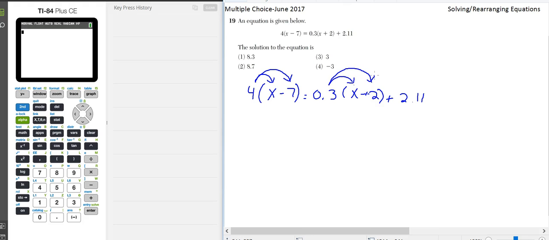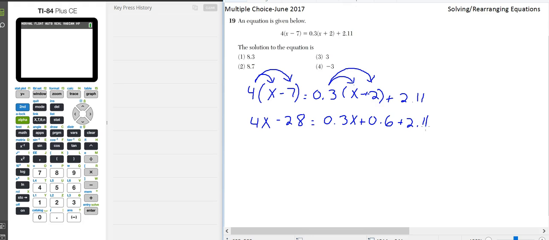the 2. So 4 times x is 4x. 4 times negative 7 is negative 28. And that's the whole left side of the equation. The right hand side of the equation, 0.3 times x is 0.3x. 0.3 times 2 is 0.6. And we still have to bring down that 2.11. Now we have variables with coefficients and we have constants.